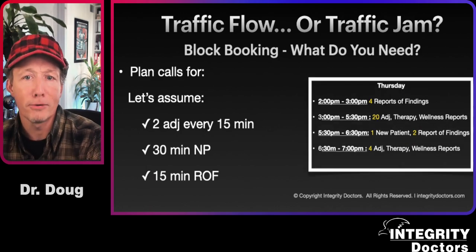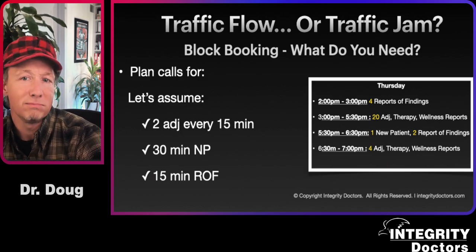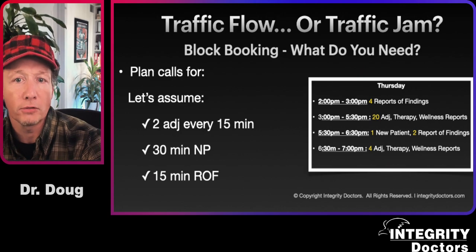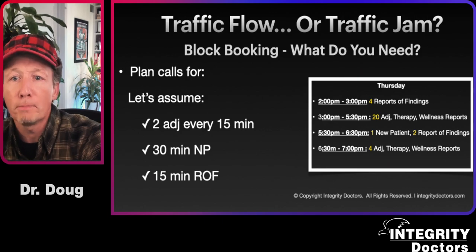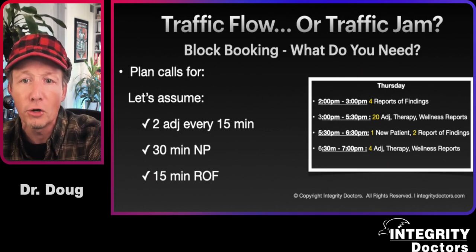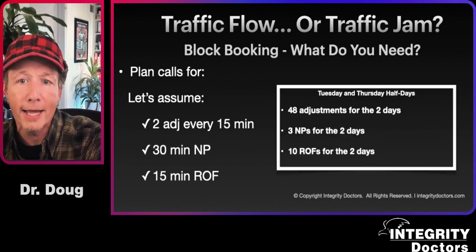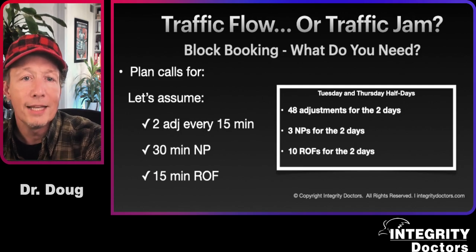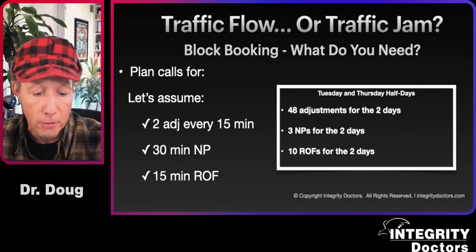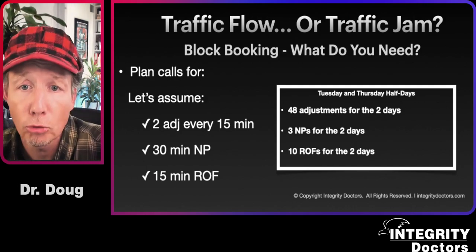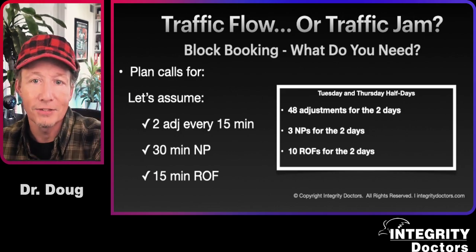I plugged the same numbers in, and I got 4 reports of findings in a Thursday. By the way, I just did a Thursday afternoon, okay? I did 20 adjustments in a Thursday afternoon. I did 1 new patient and 2 reports of findings again at 5:30, and I did 4 adjustments from 6:30 to 7. So I even took your Thursday and I split it up. When I did those numbers and did Tuesday and Thursday half days, I came out with 48 adjustments for those 2 days. I came out with 3 new patients over the 2 days, and I came out with 10 report of findings for the 2 days.